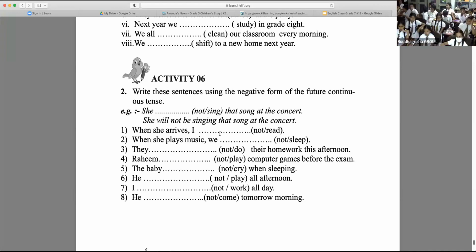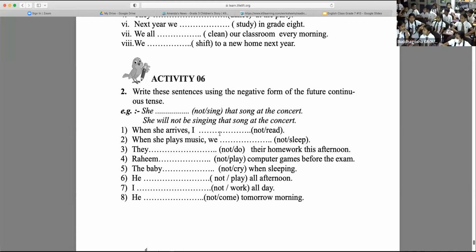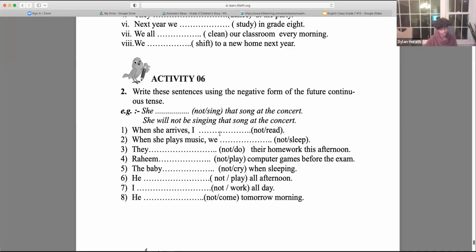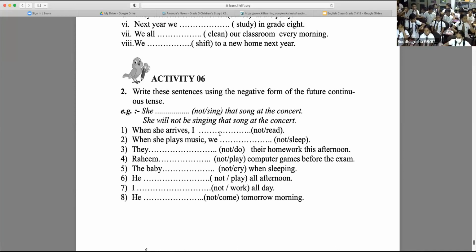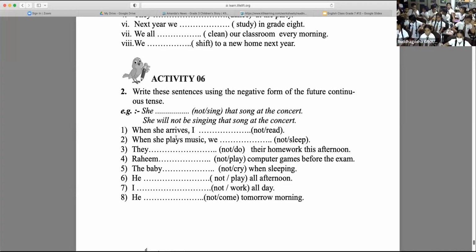Number 4. Now they are following the example given in here. That means will not be singing. So number 4, Rahim blank not play computer games before the exam. So what would be the correct answer here? Does anyone know? Rahim blank not play computer games before the exam. So what would be the perfect word here? Just like all the other words.